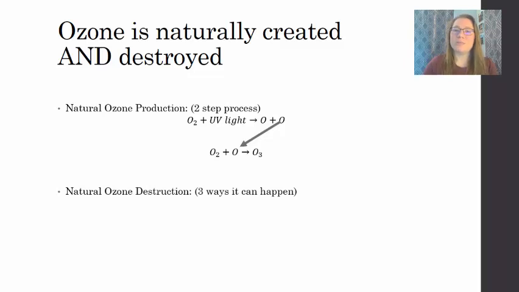But ozone is naturally broken down as well, and there are three ways that this can happen. That UV light will split the ozone into regular free oxygen and O2 gas. You can also have one of those oxygen atoms combine with the ozone to create two molecules of O2 gas. Or you can have two ozone molecules react with each other to create three molecules of O2 gas. And again, these are natural processes, and within both the production and destruction of ozone, we are absorbing a little bit of that UV radiation.